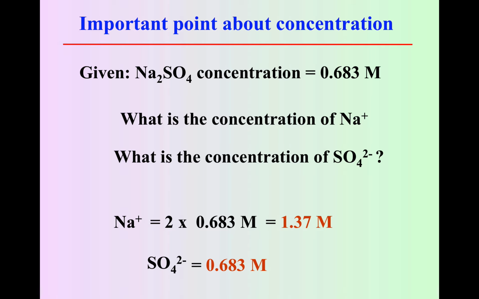It's important later on when we talk about what's called colligative properties that we get total moles of particles in solution. So for every 1 mole of sodium sulfate, we look at that as 3 moles of particles: 2 moles of sodium ion and 1 mole of sulfate anion.